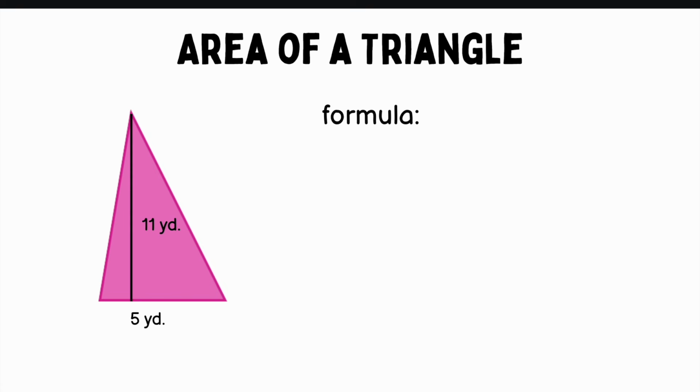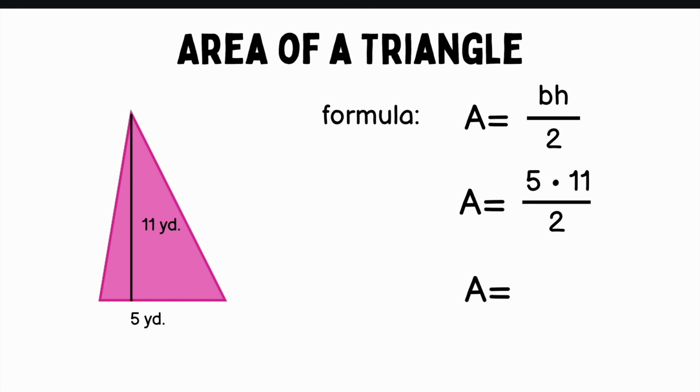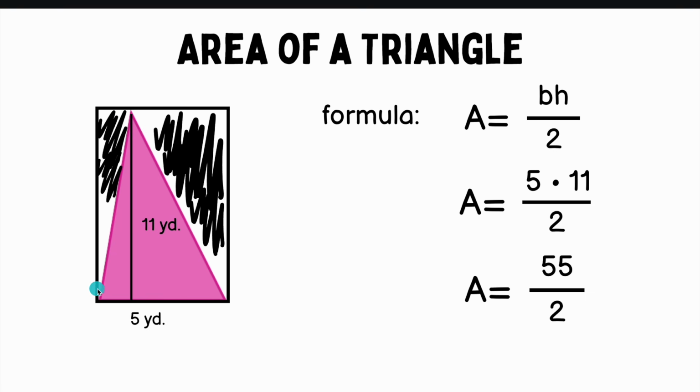Let's write the formula. Area equals base times height divided by 2. We can write area equals the base, which is 5, times the height, which is 11, divided by 2. We can write area equals 55 divided by 2. We have to divide by 2 because we only need half of the area, which is inside of the triangle, not the area of the entire rectangle.